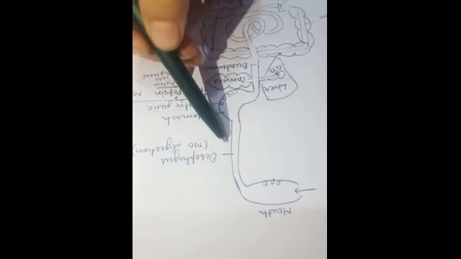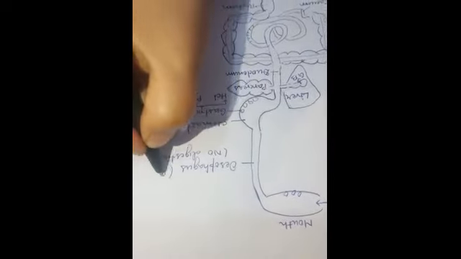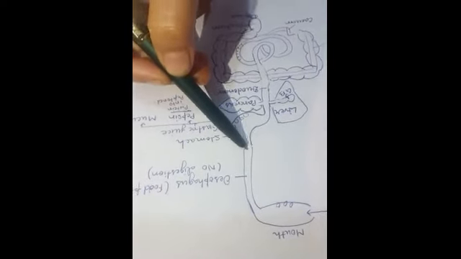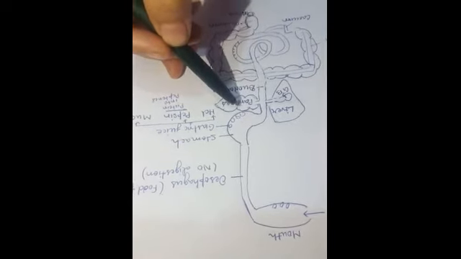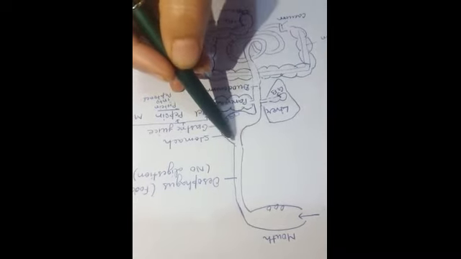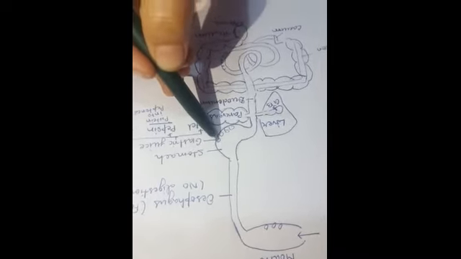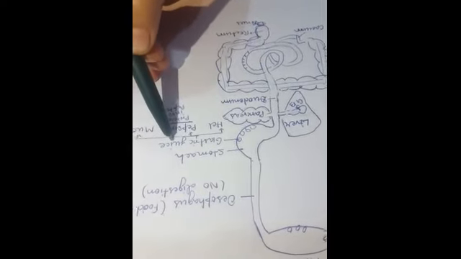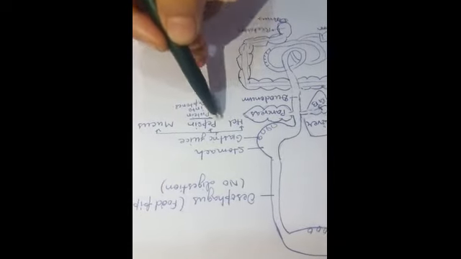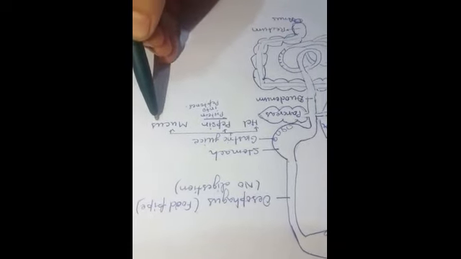After that, food comes through the esophagus. Esophagus is also called the food pipe, but no digestion takes place in this part. After that, food enters into the stomach. It's a J-shaped stomach, and in the wall of the stomach there are gastric glands, and gastric glands secrete gastric juice, which contains HCl, pepsin, and mucus.